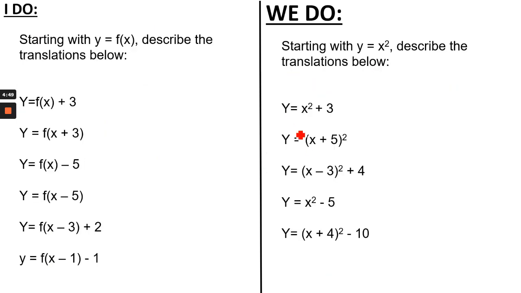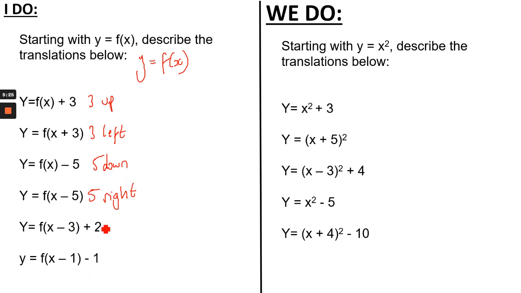Okay, so I'm going to do the ones on the left. Starting with y = f(x), describe the translations below. So we've got f(x) + 3 outside of the brackets, so that's going to be moved 3 up. Inside the brackets, x + 3 is the opposite of what we expect, so that's going to be 3 left. Outside of the brackets, that's going to be 5 down. Inside of the brackets, I'd expect that to be 5 left, but it's the opposite to what you'd expect. So we're moving it 5 to the right.